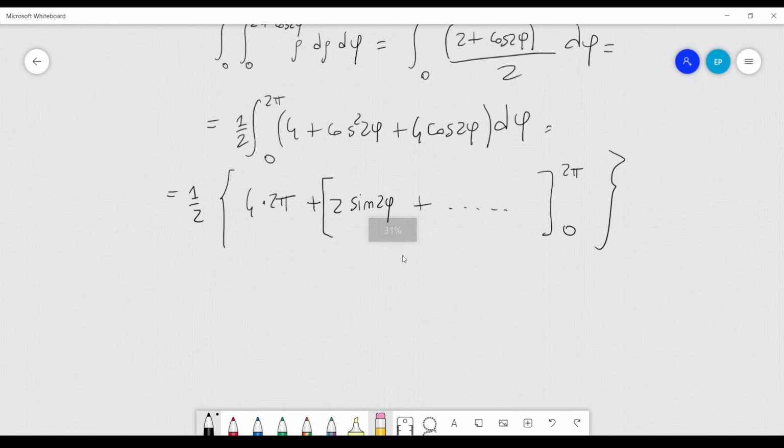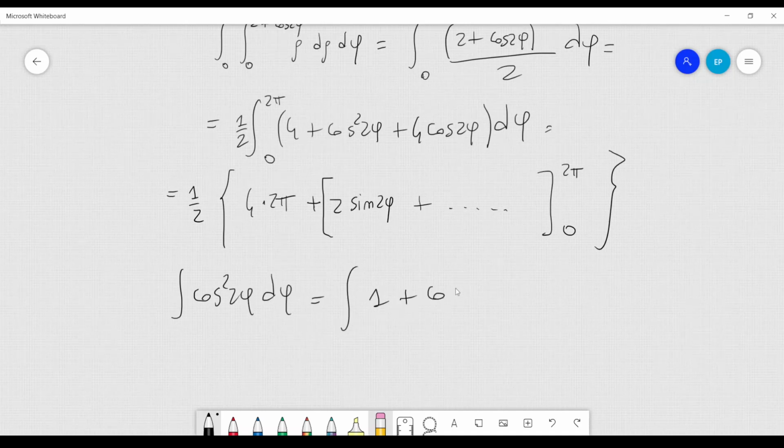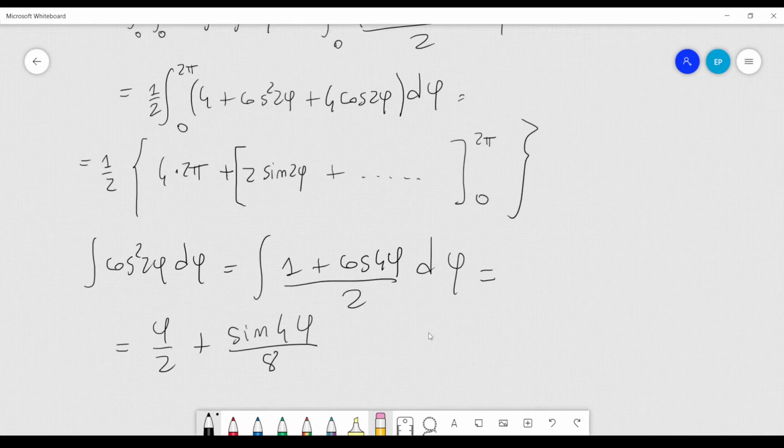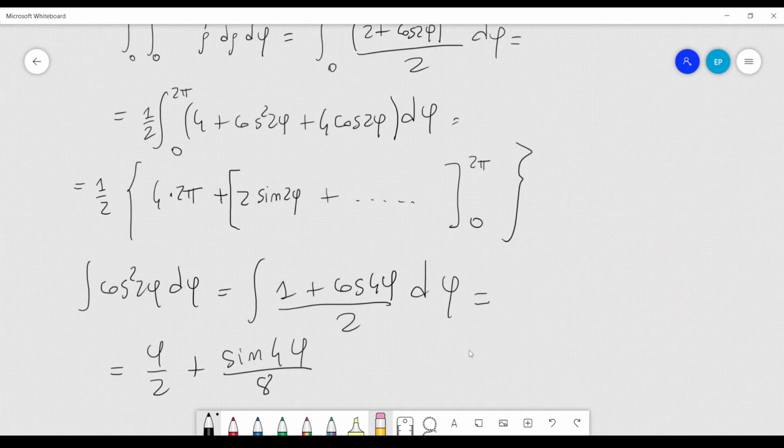And then I have integral of cosine squared of 2 phi d phi, which is integral of 1 plus cosine of 4 phi divided by 2. I have used a simple trigonometric formula, and this is equal to phi over 2 plus sine of 4 phi over 8. So this is the formula for the integral there. And therefore in here I will replace phi over 2 plus sine of 4 phi over 8.